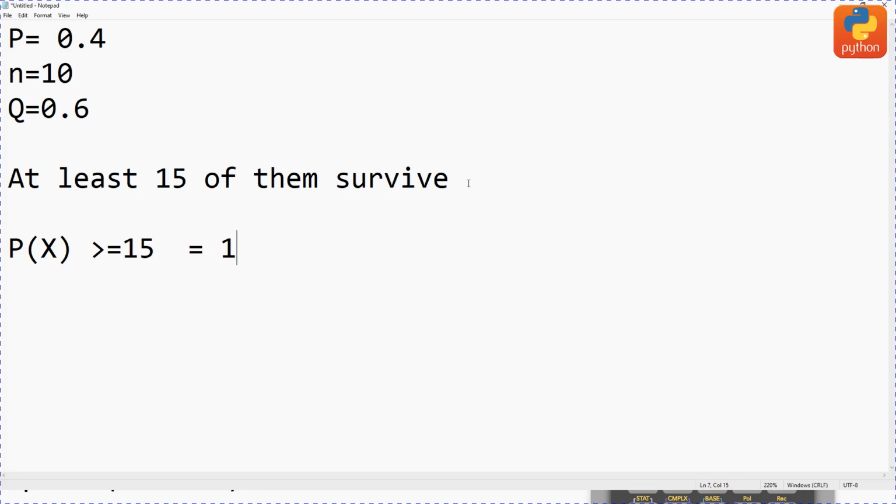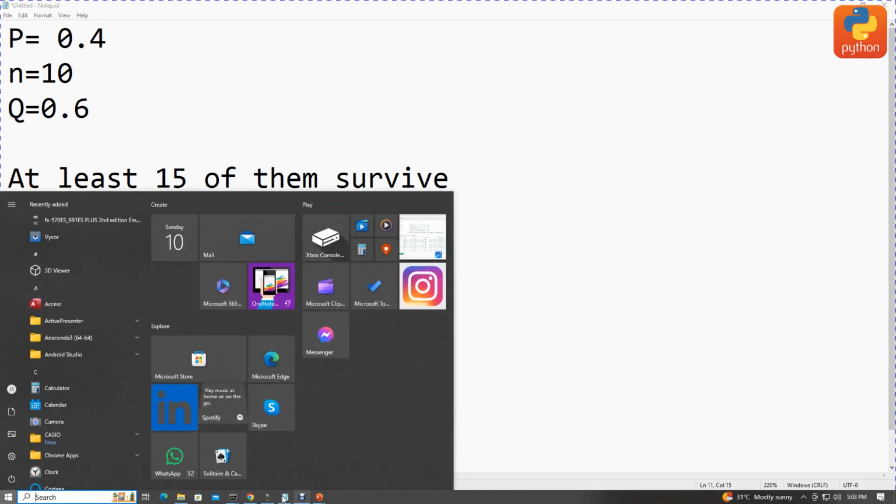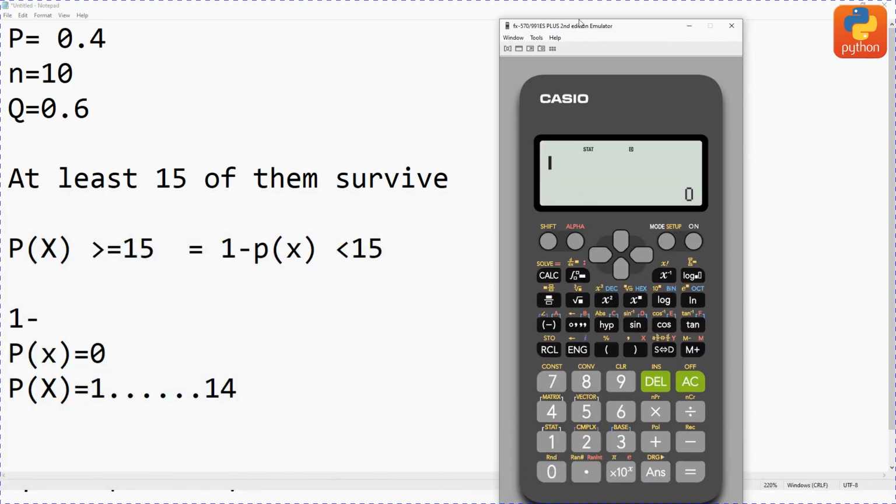This one equal to 1 minus probability of random variable x is less than 15. So for that case then it will be 1 minus probability of x equal to 0, plus probability of x when x equal to 1, until probability of x when x equal to 14. So many number of trials. So kuweza kufanya kitu kama hiko unakuja kwenye scientific calculator ambayo ni hii.